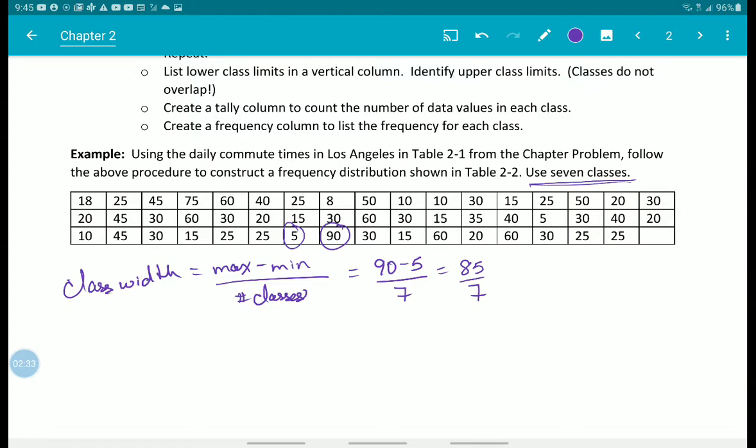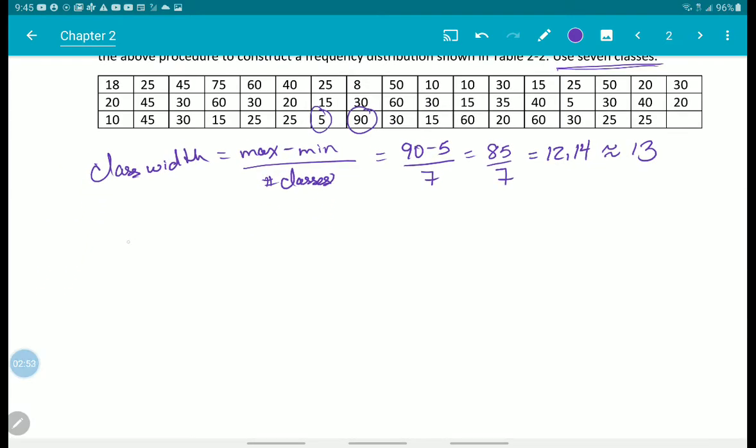I'm just pulling the calculator up. 85 divided by 7 is 12.14. We don't want to use 0.14, so I'm going to round up and go with 13. So when I look at my classes, I'm going to do a tally column, and then we'll talk about the frequency.